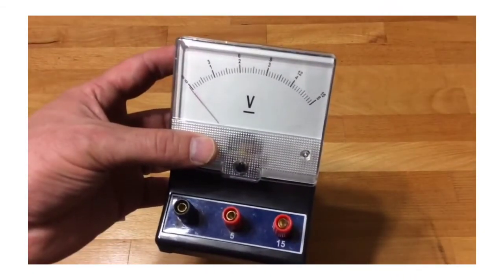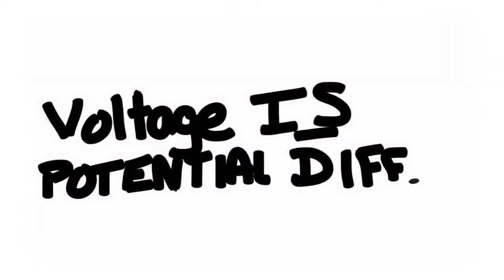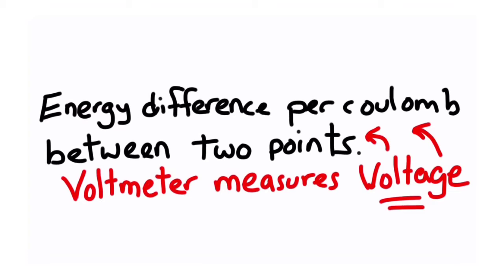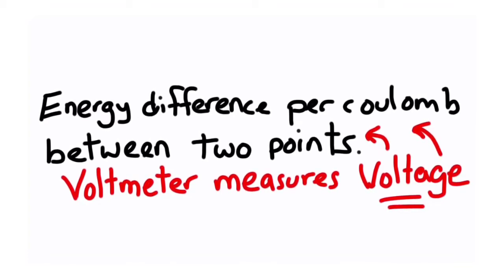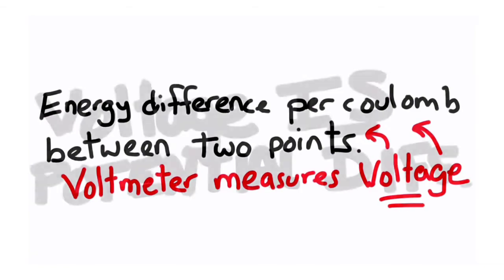That's the device. Some definitions are important. First, voltage is electric potential difference. They are synonyms, and both of them are defined as the energy difference, or the energy change, or the energy loss, or the energy gain per coulomb between two points. And that is why we measure voltage this way.